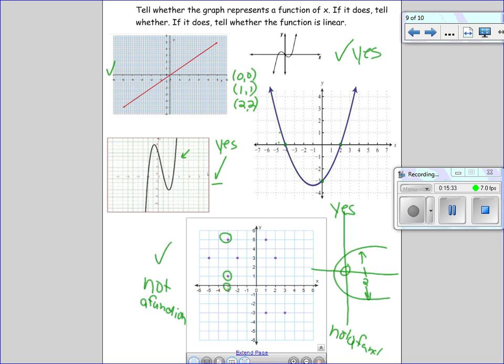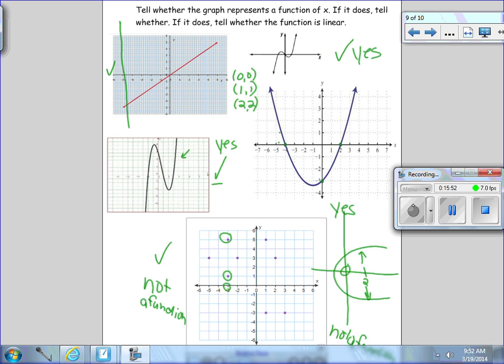You can also do a pencil test. If you take your pencil and you drop, and pretend this is a pencil right here, and you were to drag it along the x-axis, if it was to cross over more than one point, then it would not be a function. So again, you can tell by looking at a graph if it is a function to make sure it only uses the domain one time.